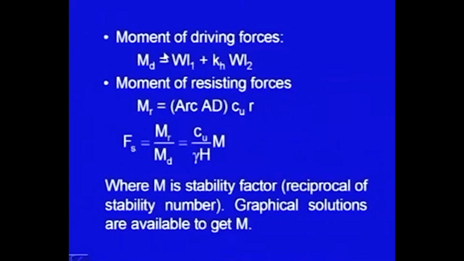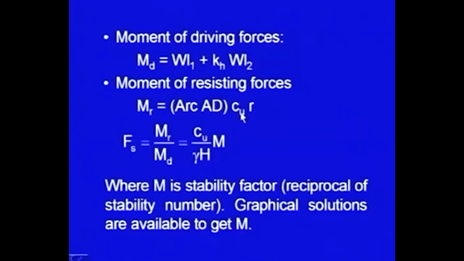We will be taking the moments. So, moment of driving forces Md will be equal to W into L1. L1 is the lever arm for weight, and L2 is the lever arm for the force due to earthquake. So, W into L1 plus Kh into W into L2. The moment of the resisting forces will be the length of the arc along which these forces are acting, and then you have to multiply them by Cu.